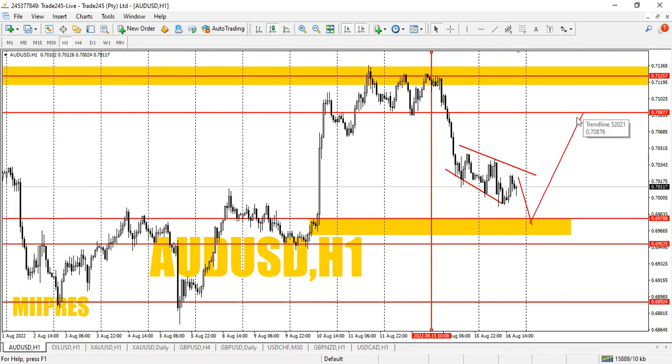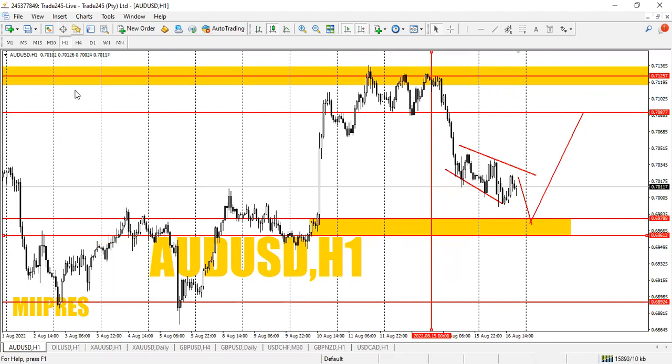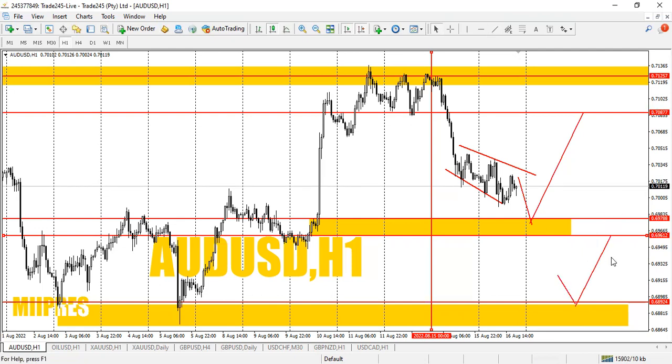And remember, this is also another level of demand where basically we can buy AUD. That is important. So what AUD USD can possibly do is this: it can go there and then drop to this level. Then from that level, it can go further up.